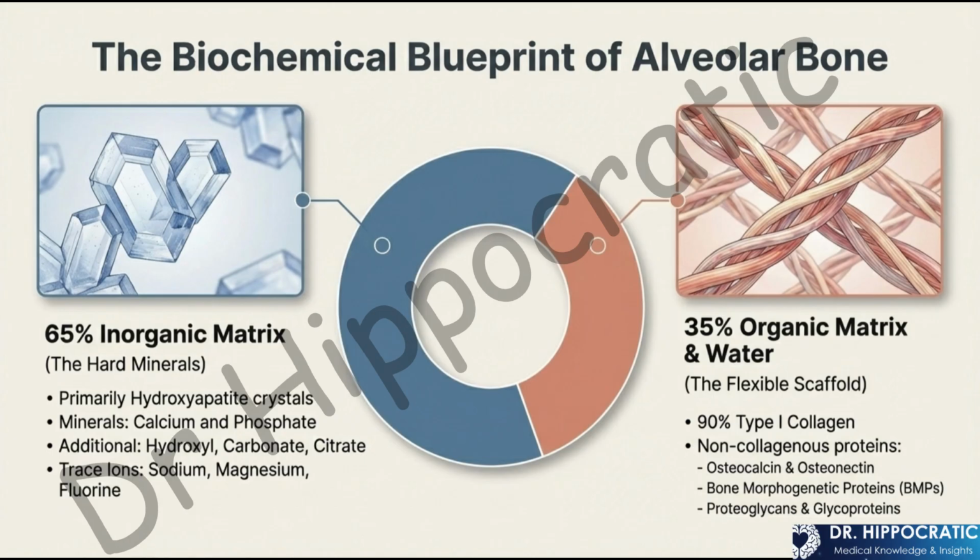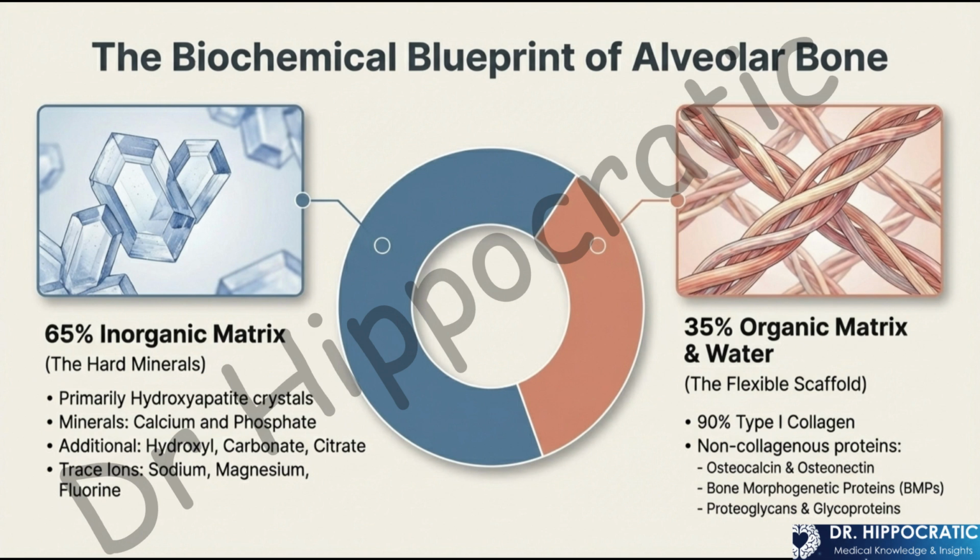Well, if human bone were pure rock, it would be dangerously brittle. You would snap your jaw simply by grinding your teeth at night. Ouch. Yeah. A much better architectural analogy is reinforced concrete. The inorganic matrix makes up the other 65%. That's your hard minerals, primarily tightly packed hydroxyapatite crystals, calcium, phosphate, trace elements like fluoride.